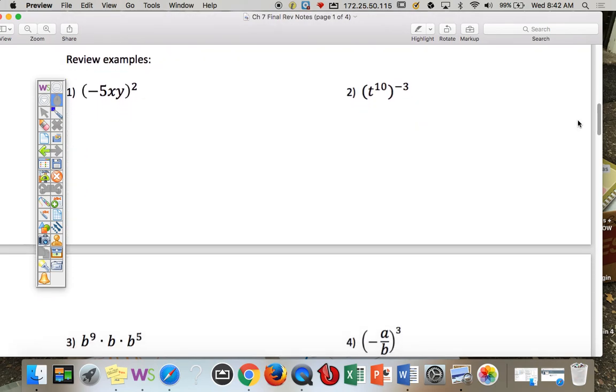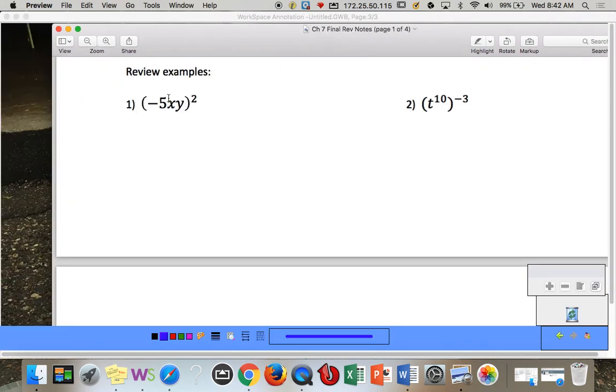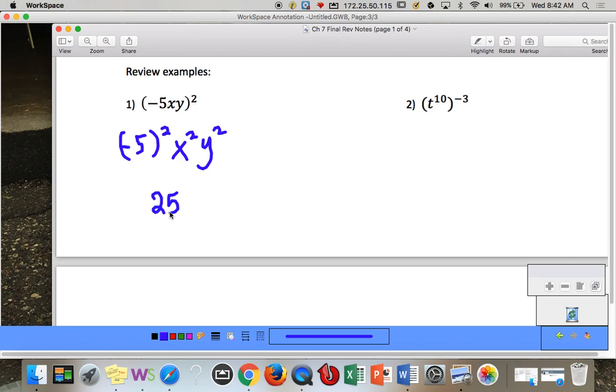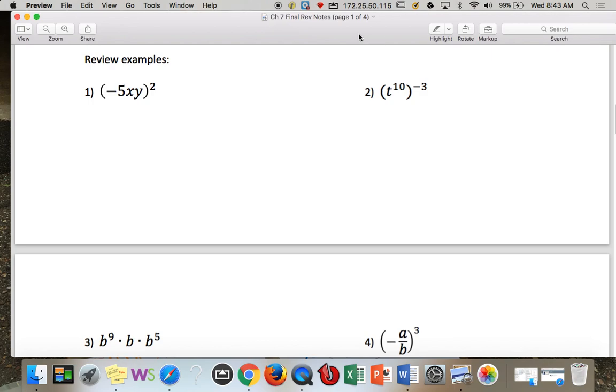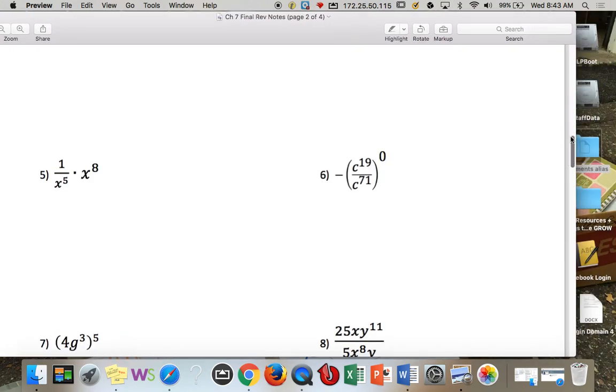So let's just do some examples here. So here we have, if we distribute negative 5 squared, x squared, y squared, if we distribute the 2, which gives us 25x squared, y squared. For the next one, we distribute the negative 3, we get t to the negative 30. If we want to write that as a positive exponent, that's the same as 1 over t to the 30th power. Okay, let's try a few more examples here.